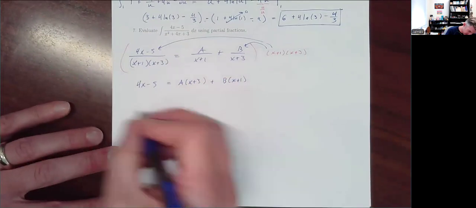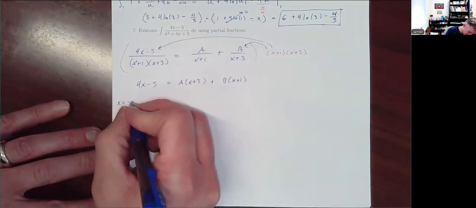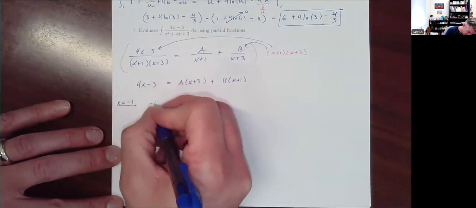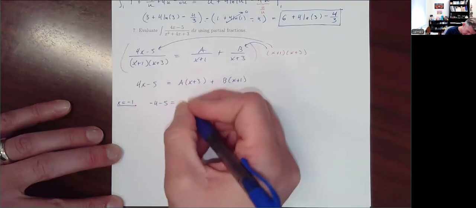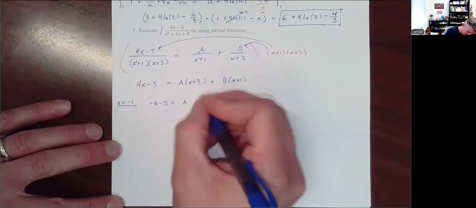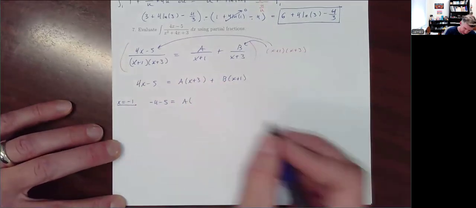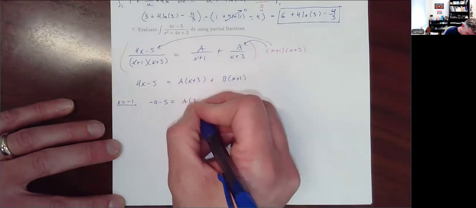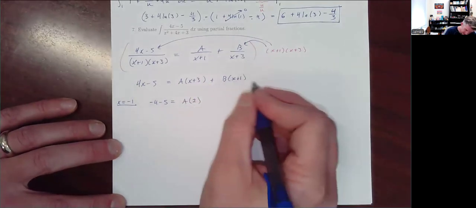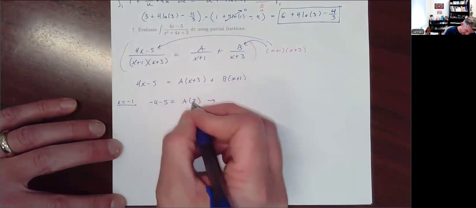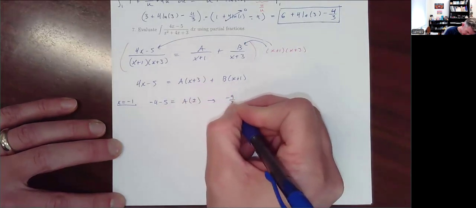We pick convenient values of x. We pick x equal to negative 1. We get negative 4 minus 5 equal to a times negative 1 plus 3. Yeah, I guess I just came up with terrible numbers. I thought I'd come up with nice numbers, but I guess I didn't. Plus b times 0, so we end up getting negative 9 divided by 2 is equal to a.